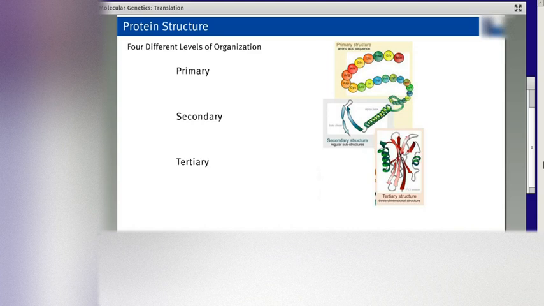And then we have tertiary. What's tertiary? Now we get our overall structure, so our 3D structure of our entire protein. So this is where we take the alpha helices and beta pleated sheets and actually fold them up all together into our final shape. So what drives this folding? Yeah, so we're going to have non-specific hydrophobic interactions that are going to allow folding.